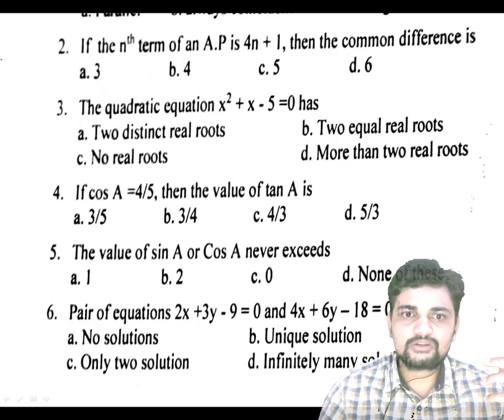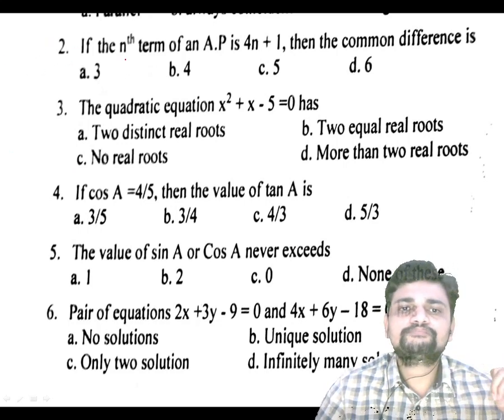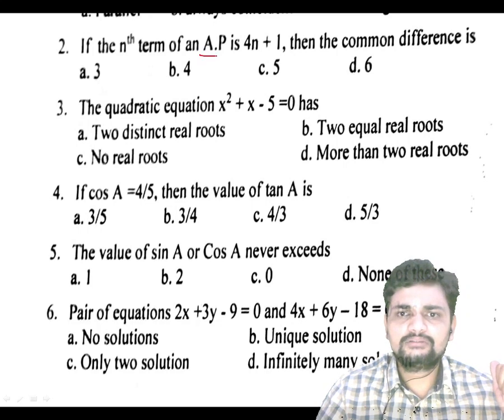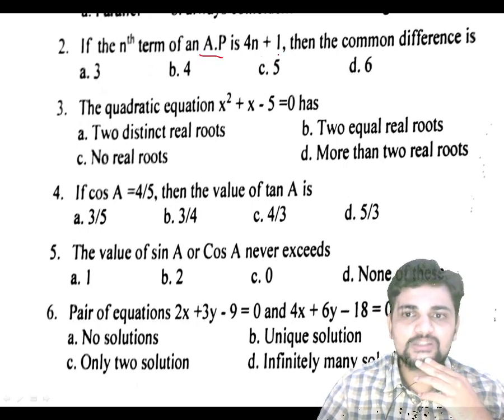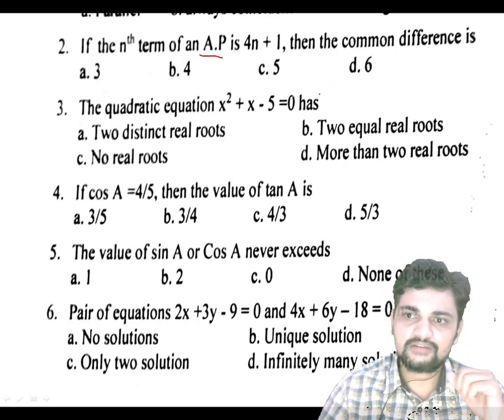So we have a first question. So yeah, it's a second one. There is an nth term given. The question is from arithmetic progression. Nth term is 4n plus 1. So we have to find out the common difference. Four options are there with us.